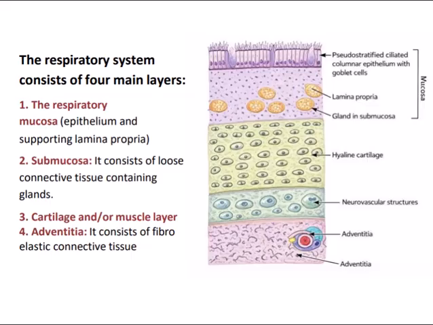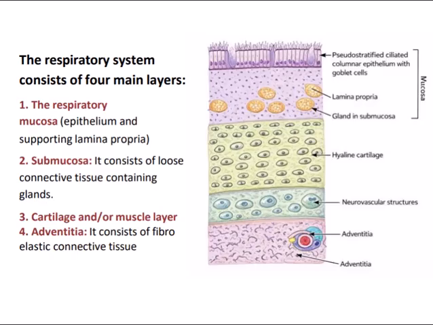The second part is the lamina propria. It is made up of loose connective tissue under the epithelium. It contains blood vessels and immune cells. They support the epithelium and help in defense. The second layer is the submucosa, a supportive layer under the mucosa. It contains loose connective tissue and glands.